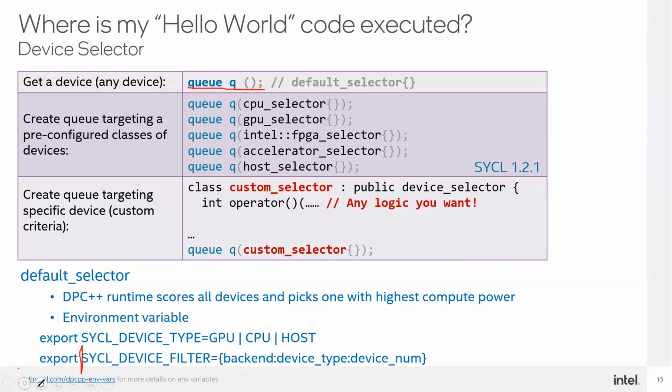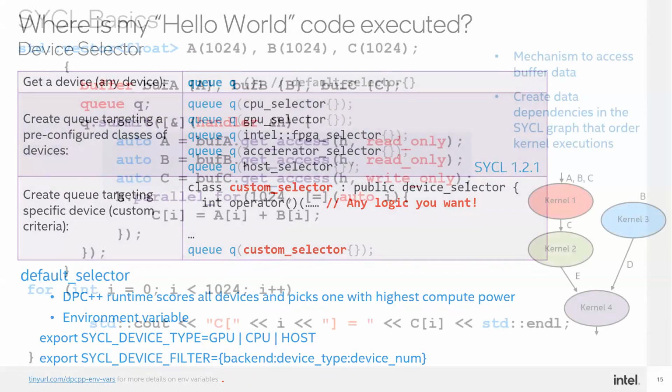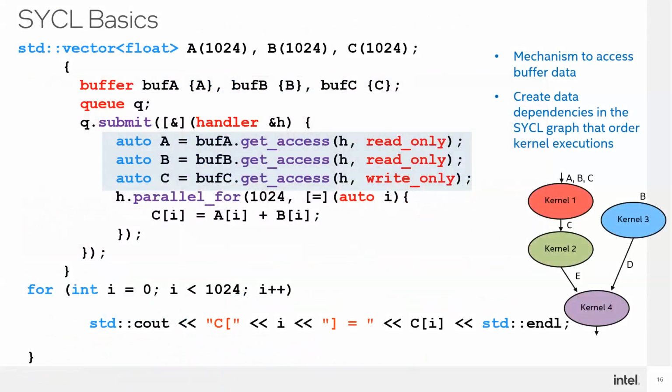Always pay attention on the slides to these links I've provided at the bottom, because they may give you a lot of additional information. Like in this case, it is a link to very useful additional environment variables you may find. And this SYCL device filter is also there.